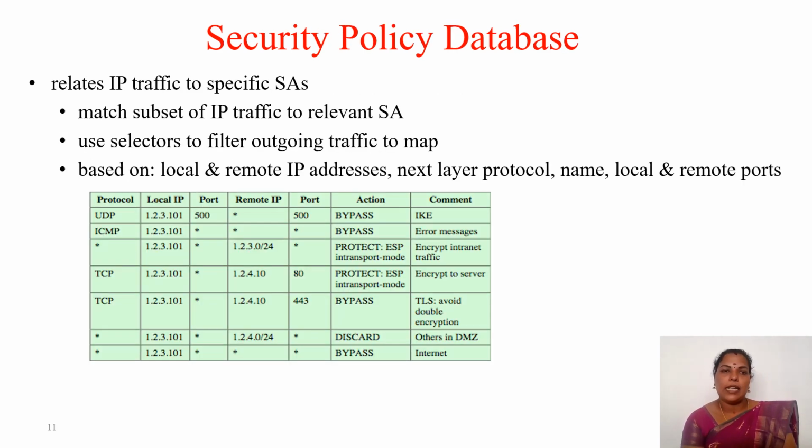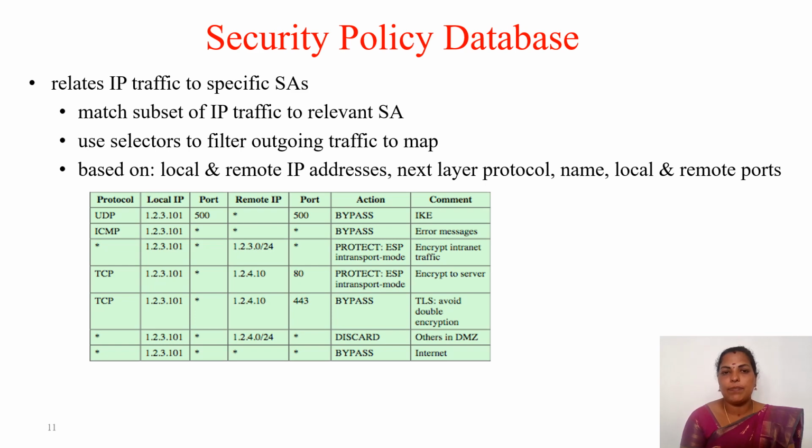The security policy database relates the IP traffic to a specific security association. So it matches a subset of IP traffic to one security association, and it uses selectors to filter outgoing traffic to map based on local and remote IP addresses, the next layer protocol name, and local and remote port. See here the format: the protocol, local IP, port, remote IP, port, action and command. For each and every protocol we have different actions as well as commands.